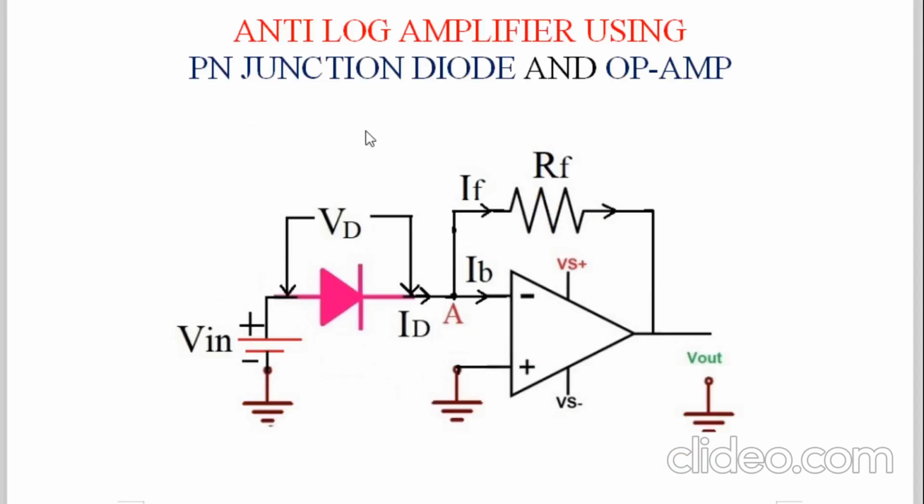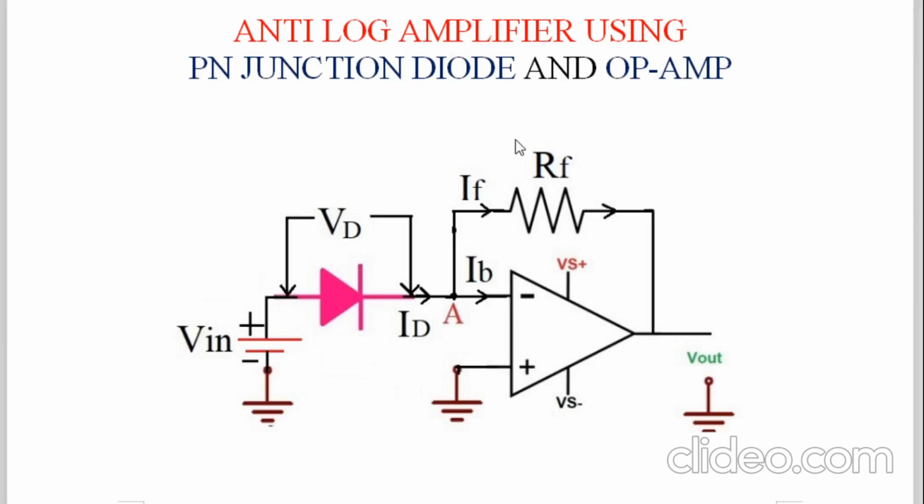Students, today we are going to study the anti-log amplifier using a PN junction diode and an operational amplifier. So the title is anti-log amplifier using PN junction diode and operational amplifier. In the previous lecture, we studied the log amplifier using a PN junction diode and an operational amplifier.